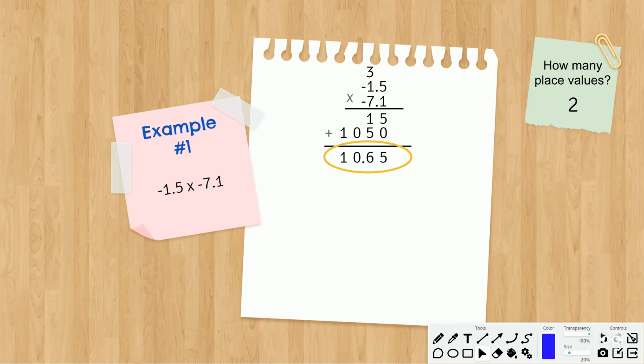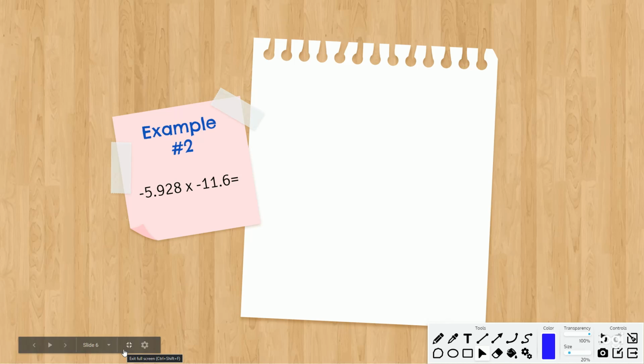And we will move on. The next problem is going to be a little bit longer. So my next problem is negative 5.928 times negative 11.6.